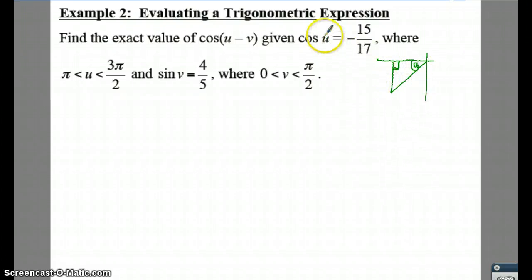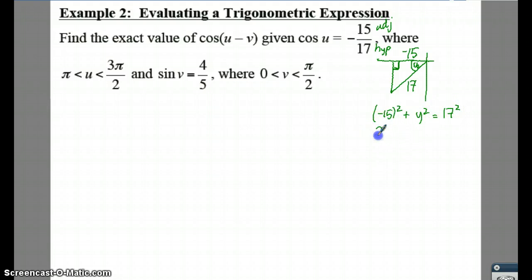It says that our cosine is negative 15 over 17. Remember, cosine is your adjacent side over your hypotenuse. So your adjacent side would be negative 15, your hypotenuse would be 17. To figure out our third side, we do a little Pythagorean theorem. We need to say negative 15 squared plus y squared equals 17 squared.